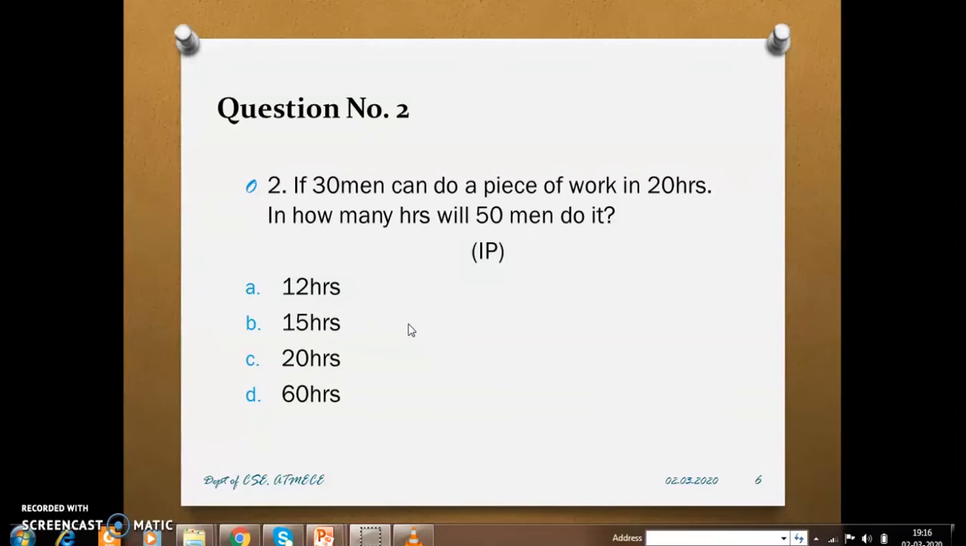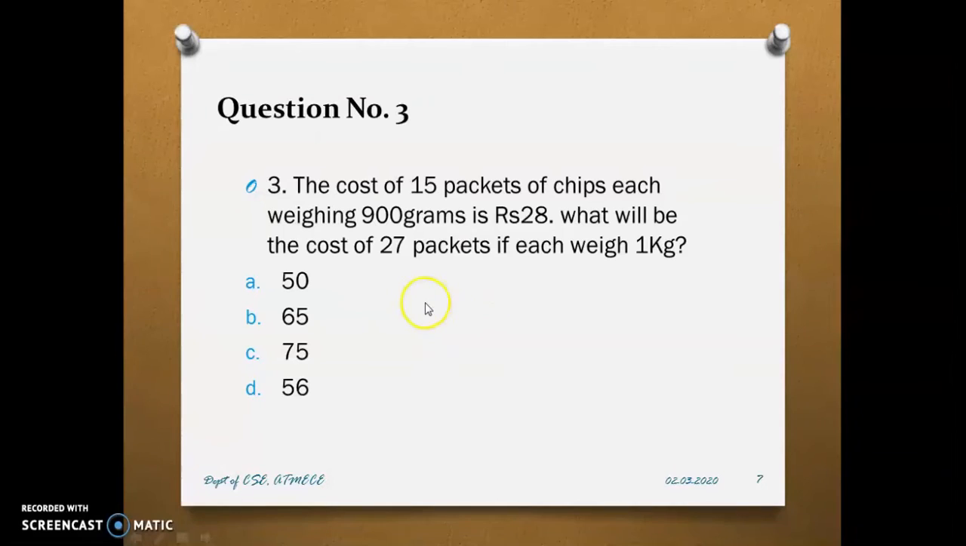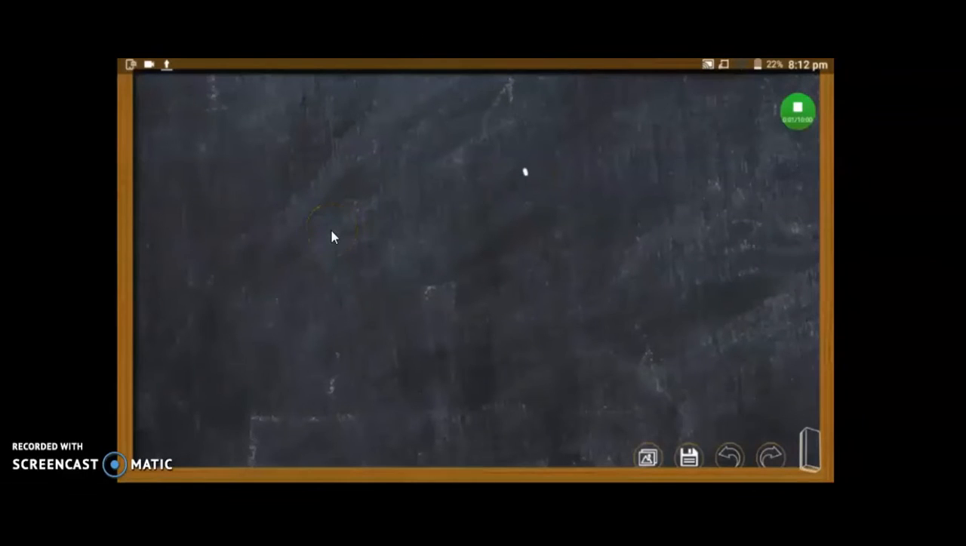Let's go to problem number 3. Question number 3 says, the cost of 15 packets of chips, each weighing 900 grams, is rupees 28. What will be the cost of 27 packets if each weighs 1 kg? So let us solve this problem.